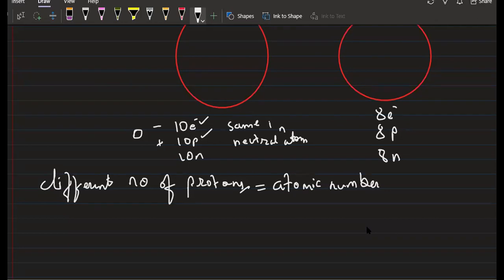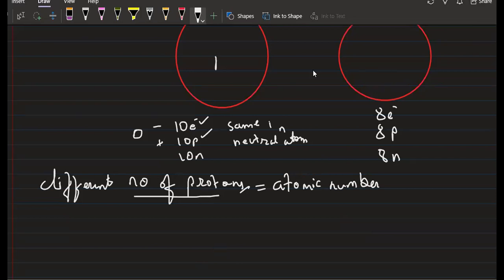So if anyone asks you, what is the atomic number of an atom? What will you say? Atomic number is the number of protons present in an atom. Okay, everyone? I repeated it. Everyone got this? The number of protons in an atom is called its atomic number.